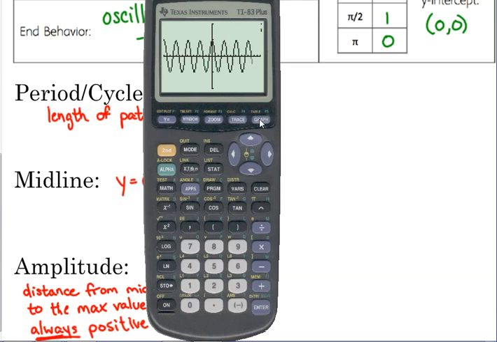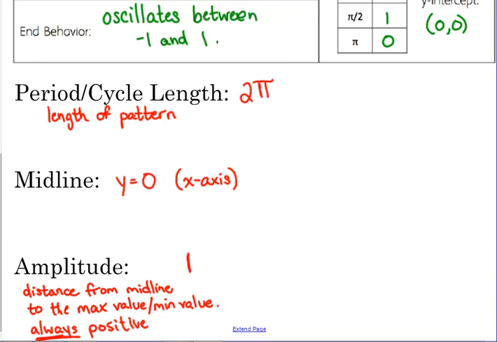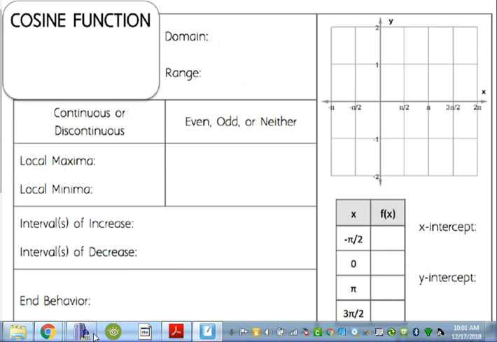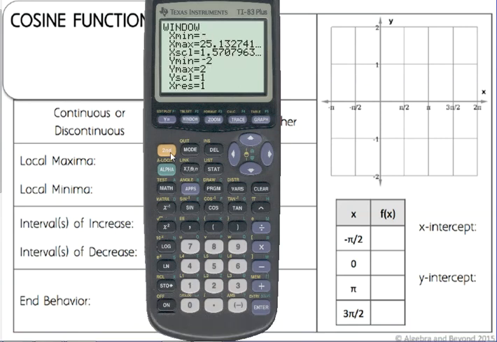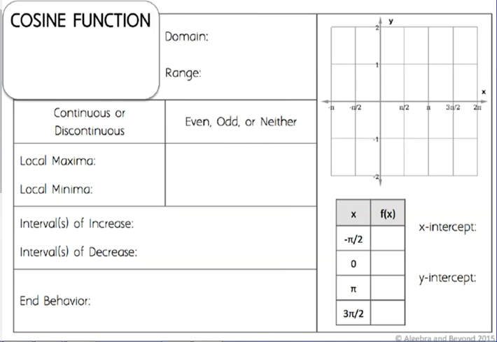So similar behavior going on here. It's a pattern that's repeating. We can see that it has the same maximum and minimum values. I am going to go ahead and adjust my window now so that we can graph it the same way that we graphed sine. So let's look at some similarities and differences here.